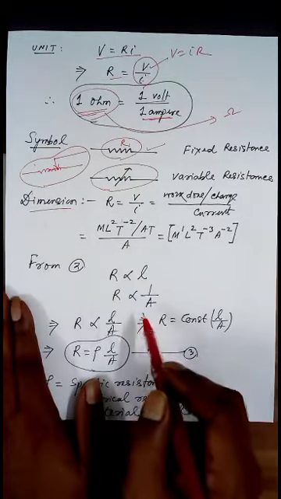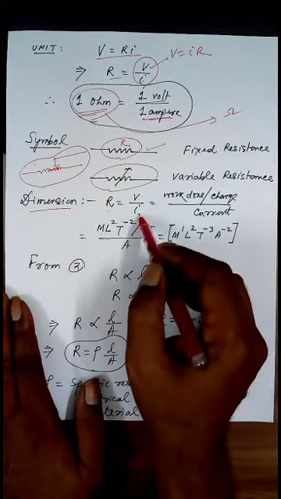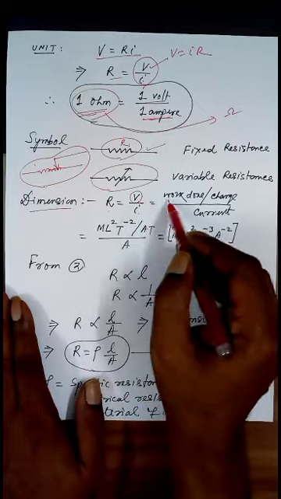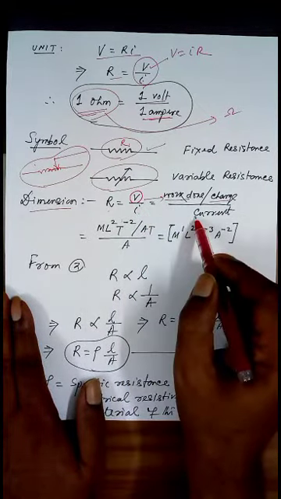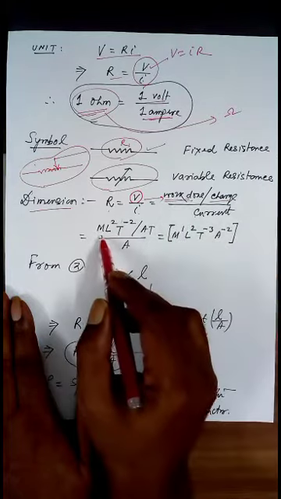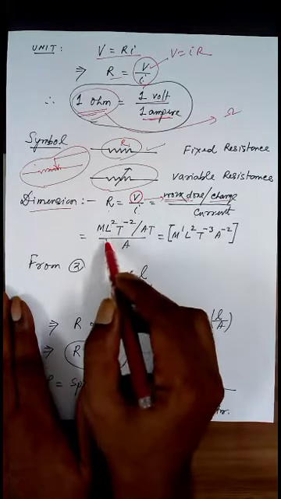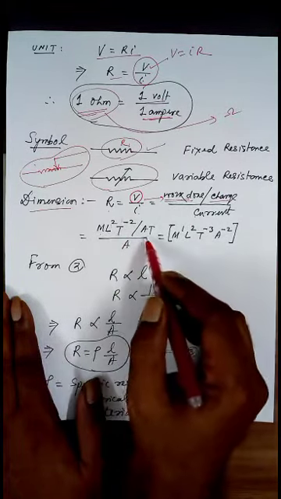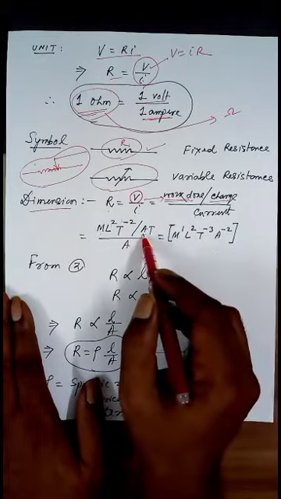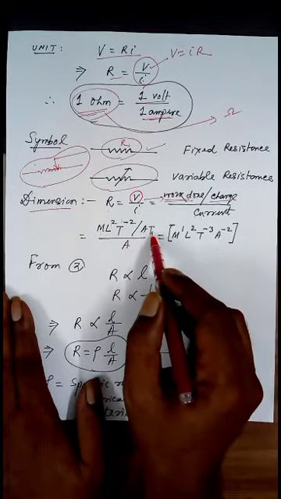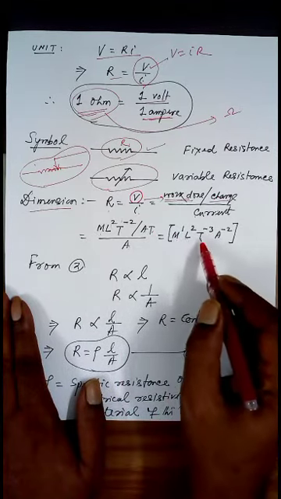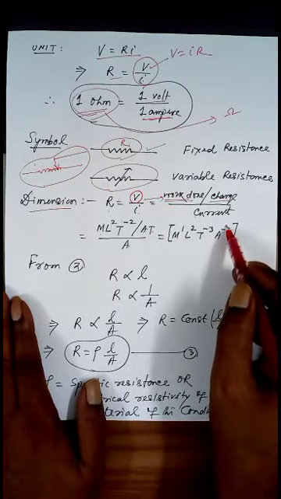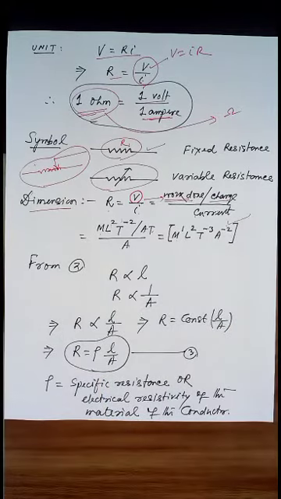Now the dimension of R. Since R is equal to V by I, V is voltage, that is work done per unit charge in electrostatics, and I is current. And work done is ML square T minus 2, that is force into displacement, charge is current into time, and divided by current. So this becomes M to the power 1, L square, T to the power minus 3, ampere to the power minus 2 is the dimension.